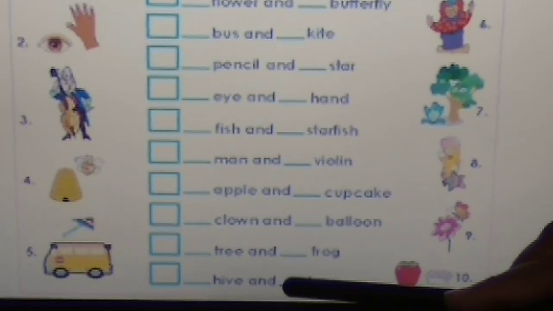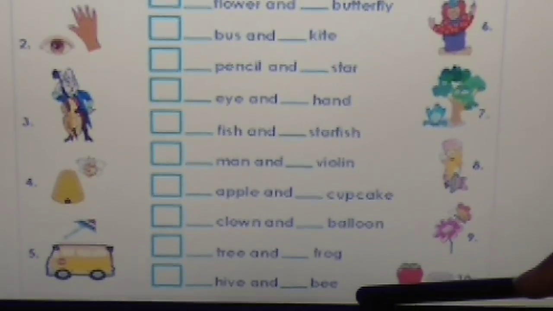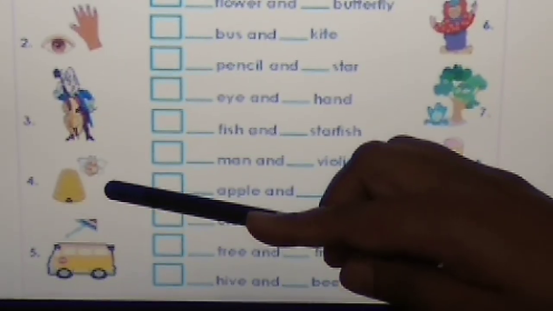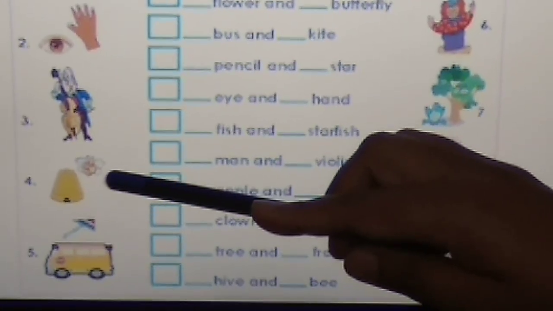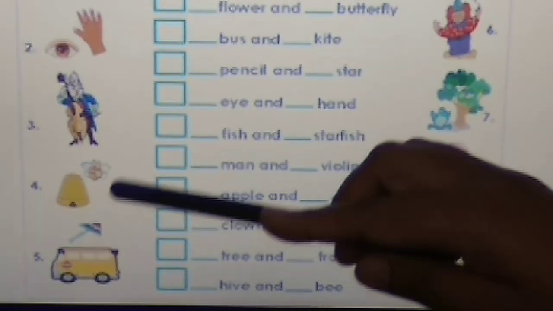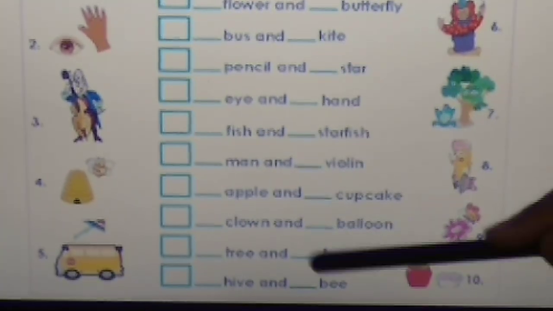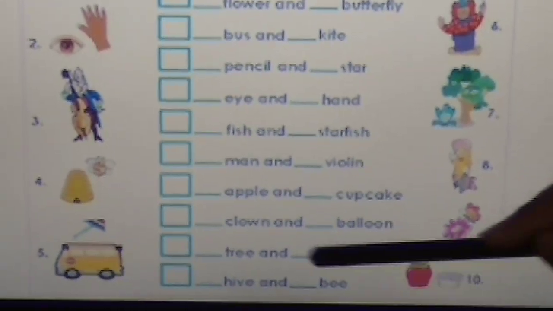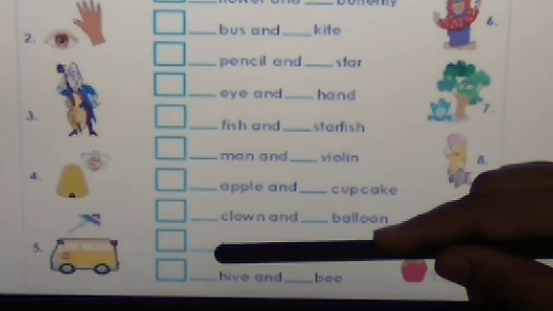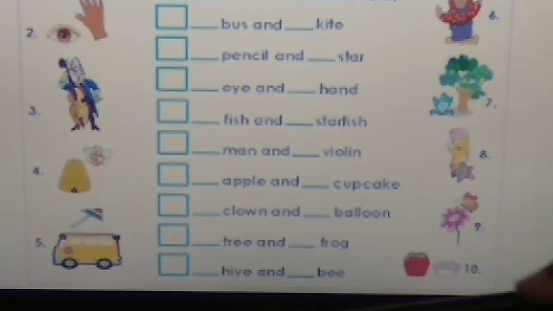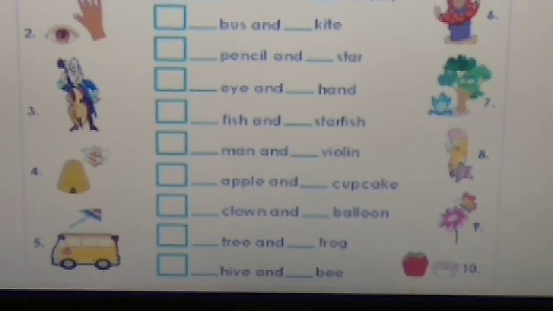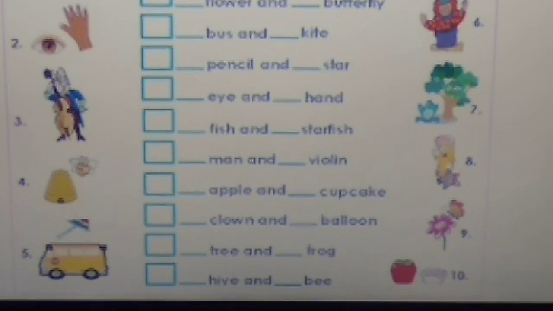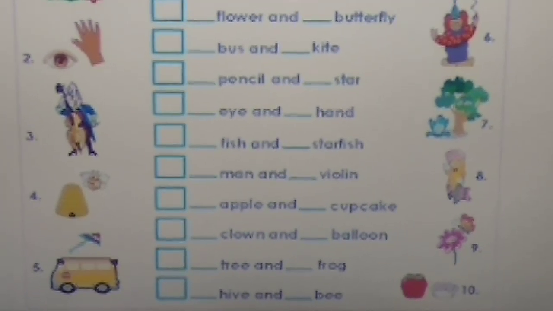Now, where can you find hive and bee? At number what? At number 4. At number 4, you can find a hive and a bee. So, you will write a hive and a bee, and in the box, you will write number 4. So, you have enjoyed doing this exercise. I have enjoyed telling you all. A colorful picture in the exercise and a lovely exercise.